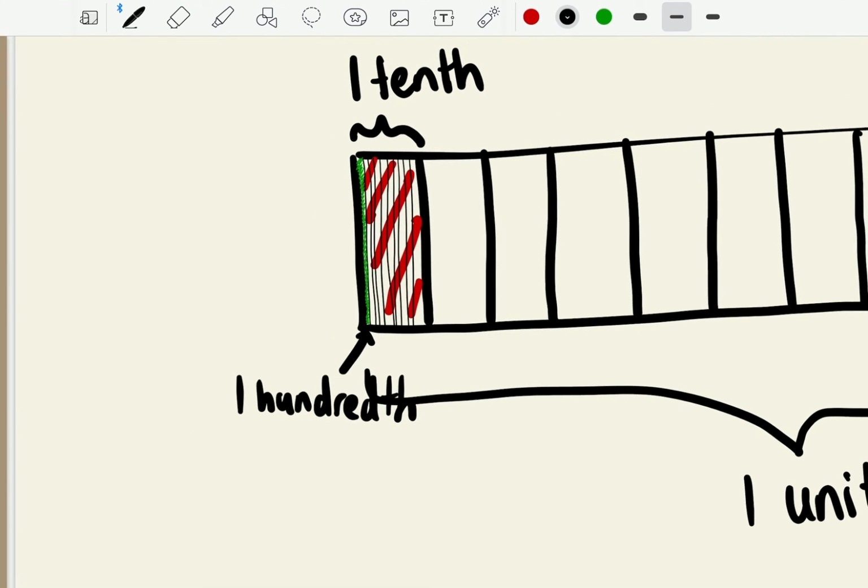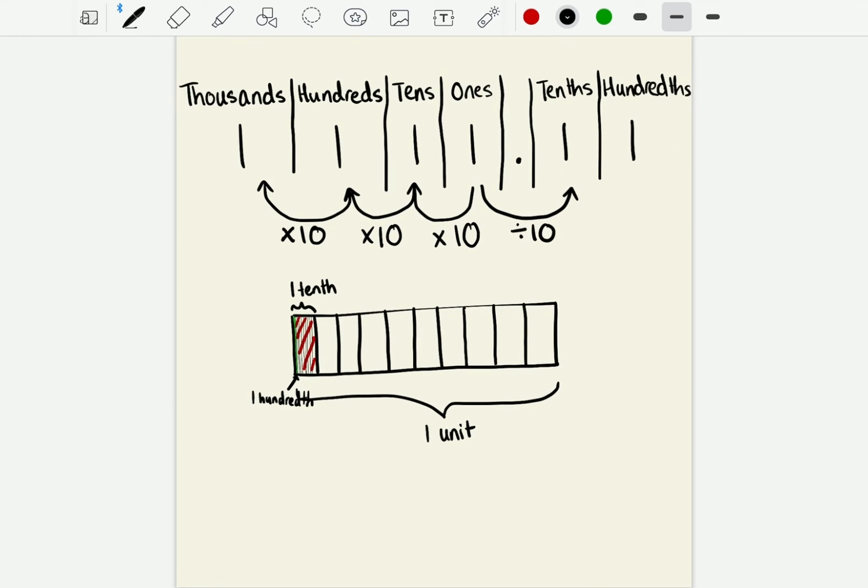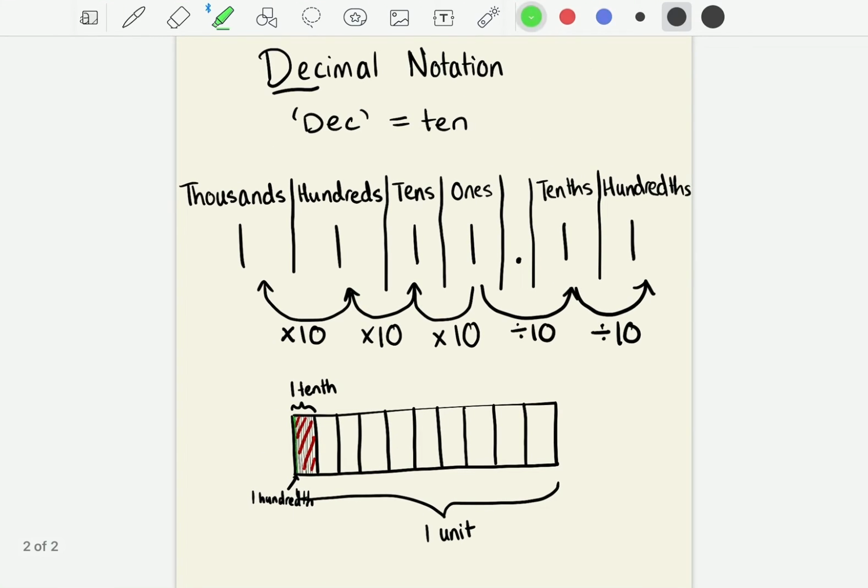And I can see that that 100th is 10 times smaller than the 10th, right? Because 10 of them will fit into 1/10. So again, we're dividing by 10 here when we move to the right. So what that tells us is this number 10 is very important to our decimal system.